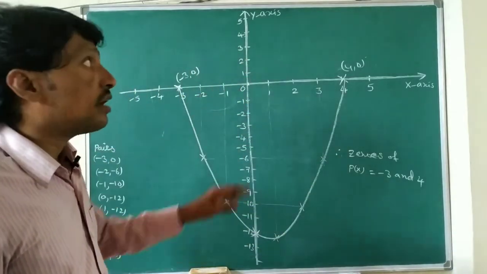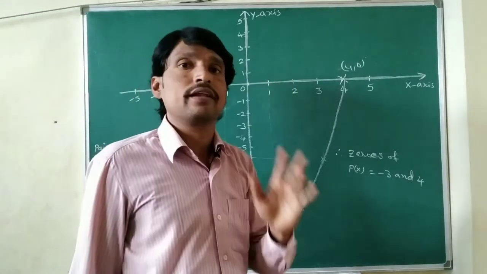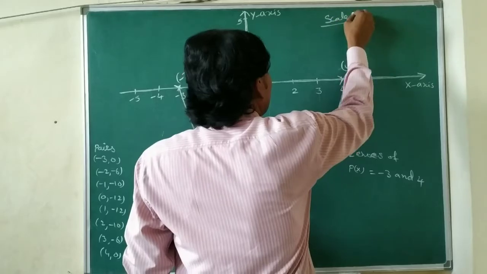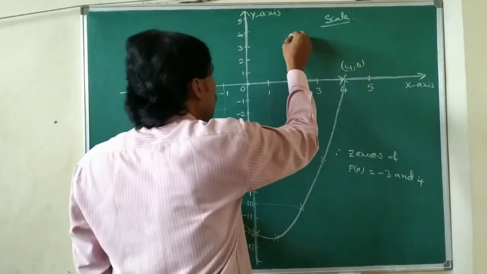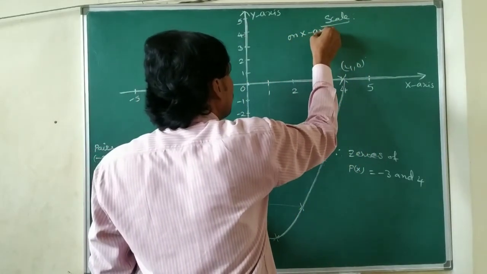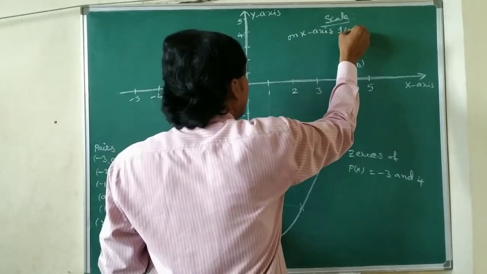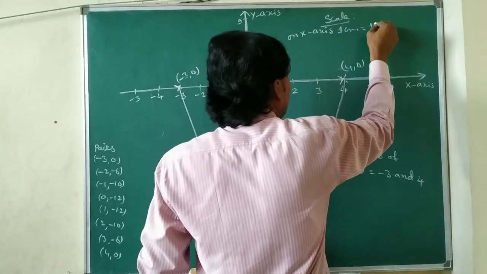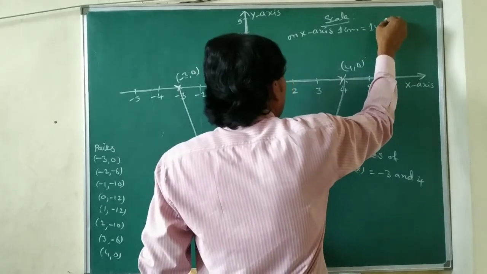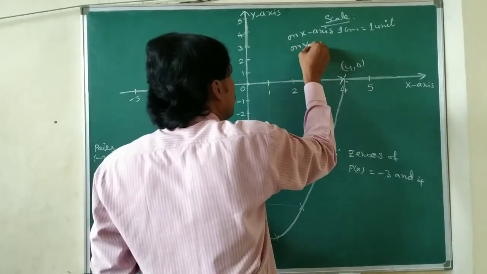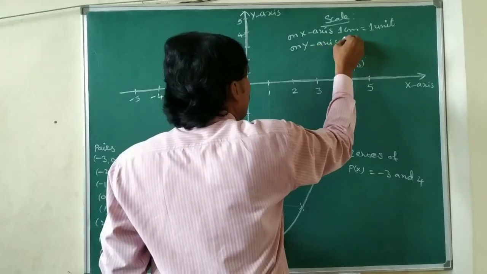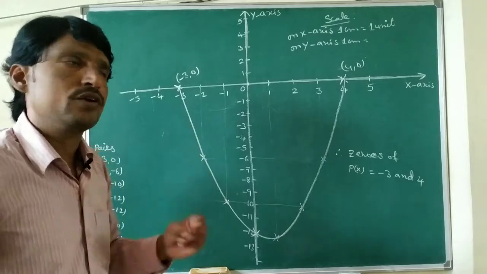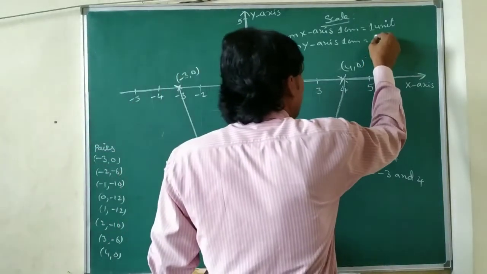So this is about the graph. Must and should, we need to write the scale. So for the scale also we have marks. So on the x-axis, 1 centimeter equals 1 unit. On the y-axis, 1 centimeter equals, on the y-axis also I took 1 unit only.